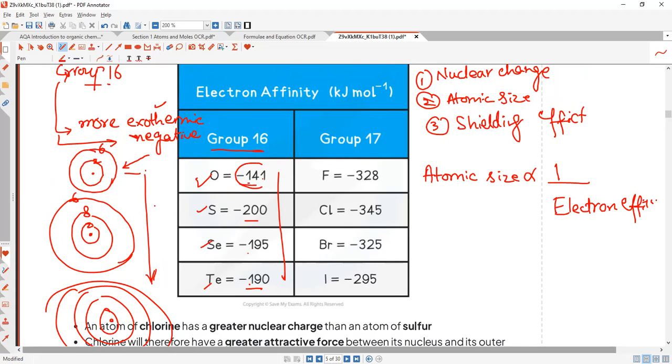So you will explain like that in your paper. They will ask why in group 16 the electron affinity decreases down the group. So you will explain by writing these 3 points. First of all, you will explain it by atomic size, because as we move from top to bottom in group 16, atomic size increases, and atomic size is inversely proportional to electron affinity. So it means electron affinity will decrease. It is going to a more negative value, and more negative means lesser value.